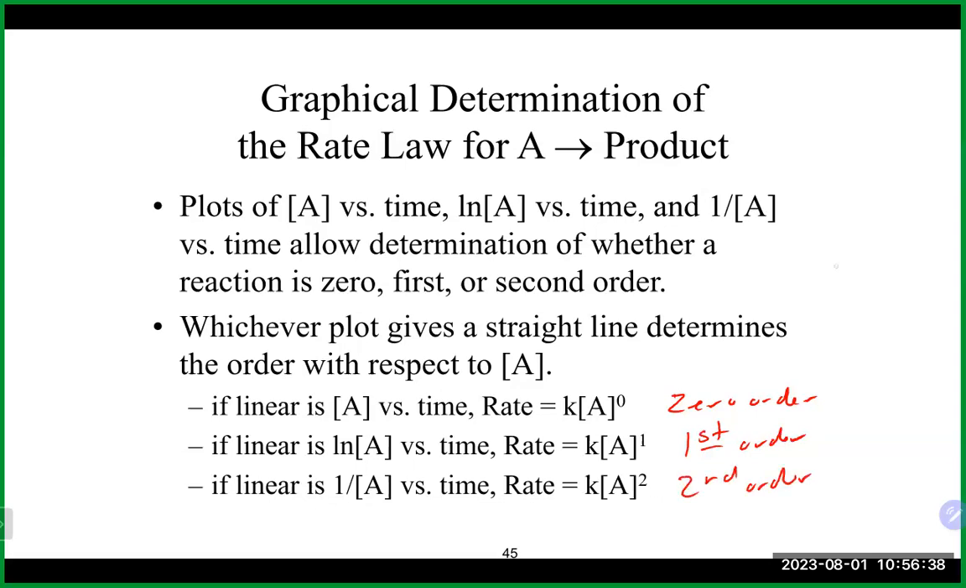So again, as I mentioned before, graphically, you can use that to determine whichever line is the straightest. Usually if you graph it in Excel, you can use the R-squared value, right? An R-squared value closer to 1, linear coefficient there, is most linear.